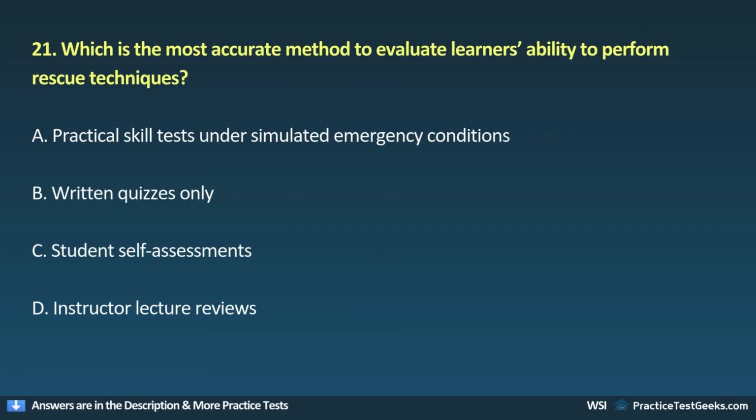21. Which is the most accurate method to evaluate learners' ability to perform rescue techniques? A. Practical skill tests under simulated emergency conditions. B. Written quizzes only. C. Student self-assessments. D. Instructor lecture reviews.